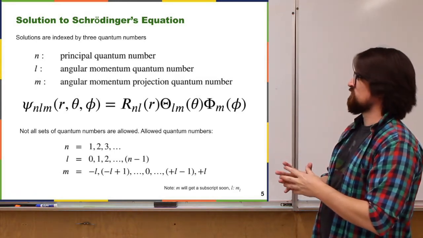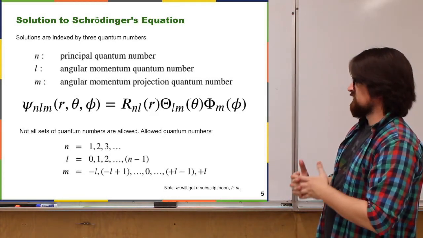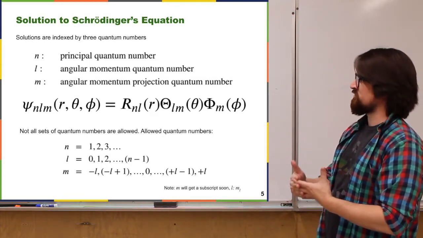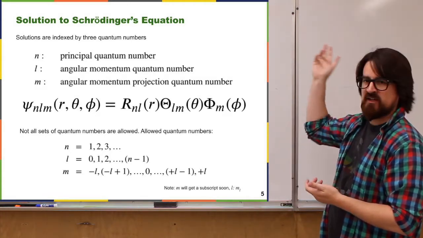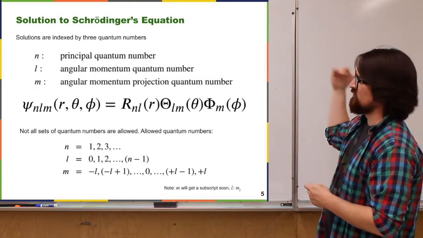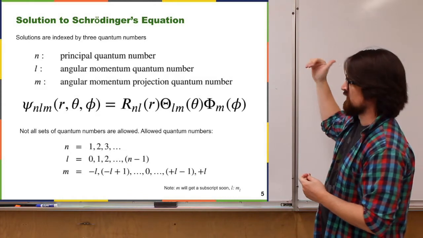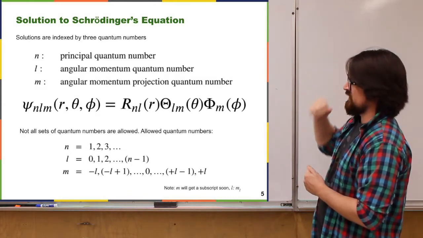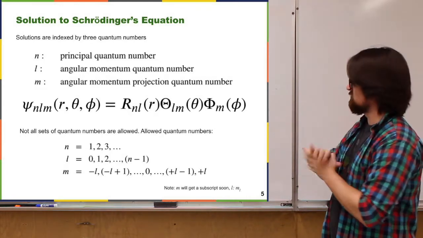We'll see some of the actual functional forms of these solutions, but the big picture is that when you solve Schrodinger's equation in this situation, you get solutions that are now indexed by 3 numbers. Still n, the same n we had before, the principal quantum number, but we also get L, the angular momentum quantum number, and m, the angular momentum projection quantum number. We'll be talking plenty about these, so we'll get more into them.